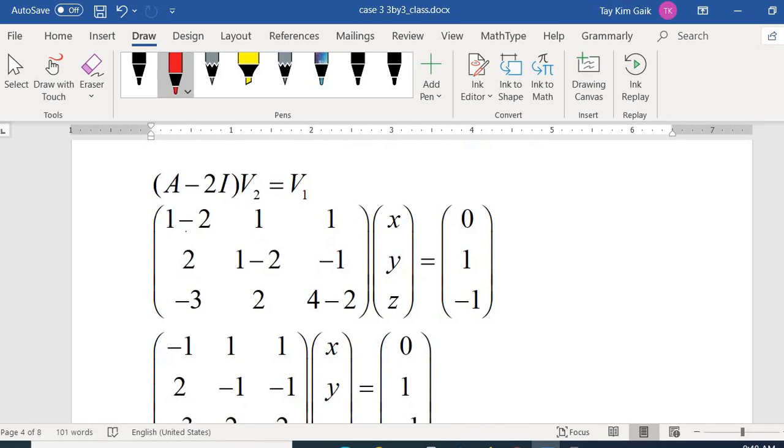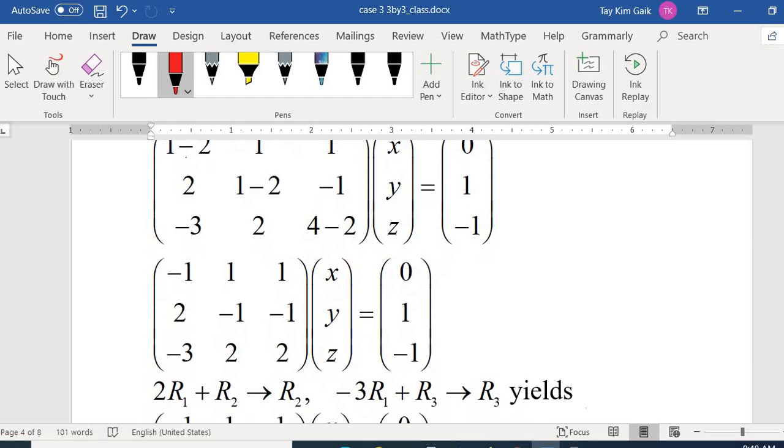Similarly, in step 2, (A minus 2I) v1 equal to 0. Now this is equal to v1, the one obtained in step 2. So (A minus 2I) v2, simplify, and you get here. The difference is here: in step 2, this is the 0 vector; in step 3, this is equal to the v1 that you obtained. You get your v1, v2, and the vector x, y, z here.